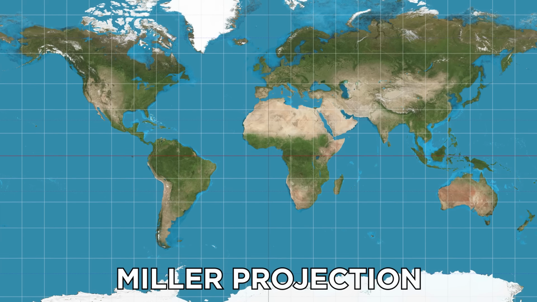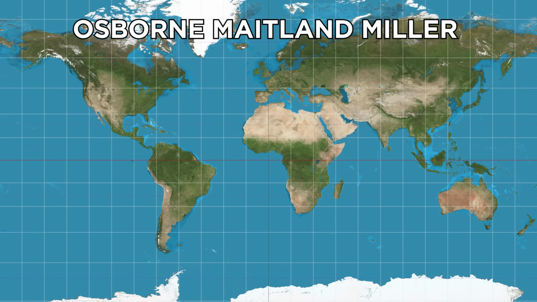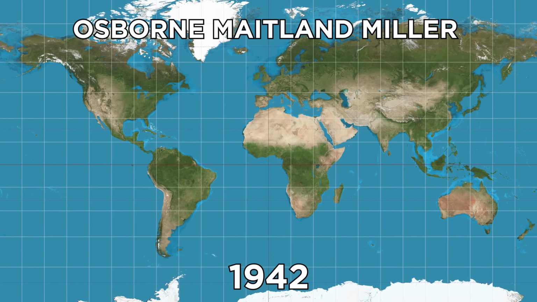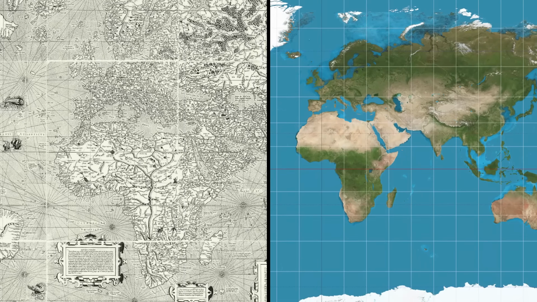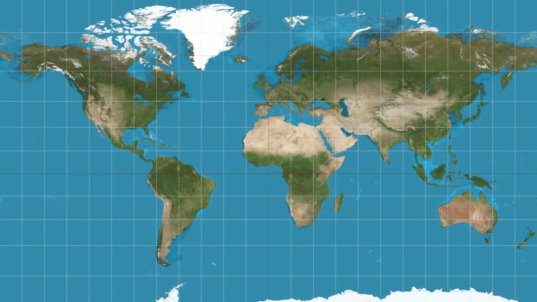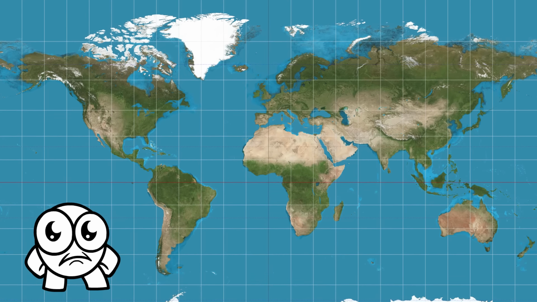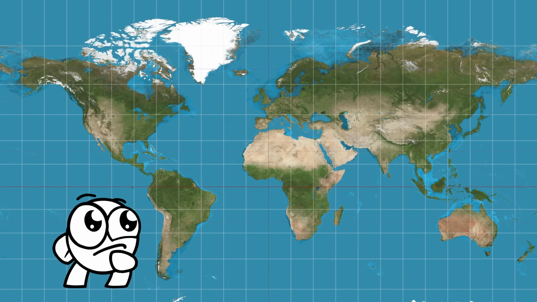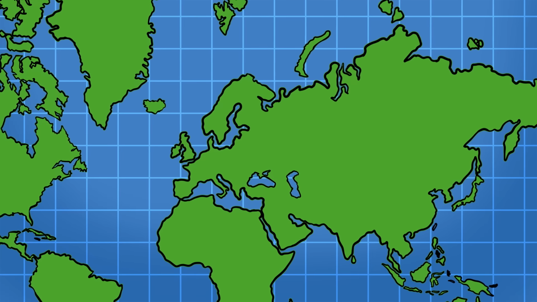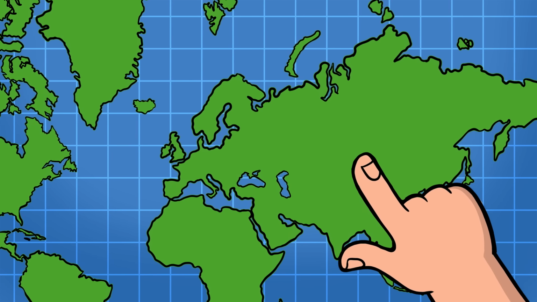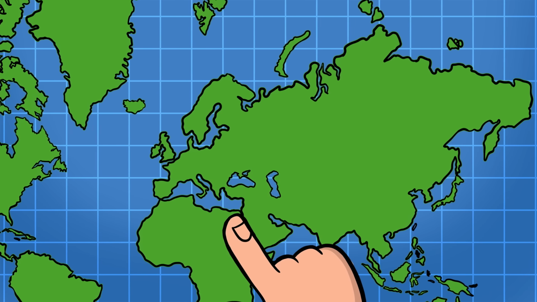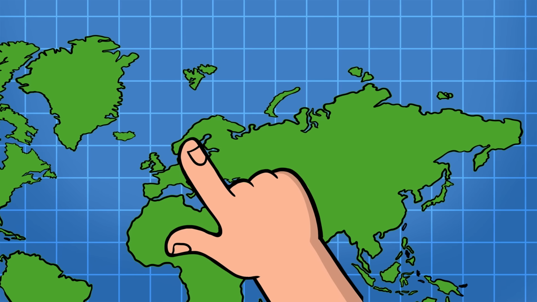Okay, one more. This one is the Miller projection, created by Osborne Maitland Miller in 1942. Rather than an entirely new projection, it uses Mercator as a basis and simply tries to tweak some things. Land masses are closer to an accurate representation of their size and shape, though land north of the equator is still a bit bigger than it should be. So next time you try and point out a country on a map, remember that in reality your finger might be off by a few hundred miles.